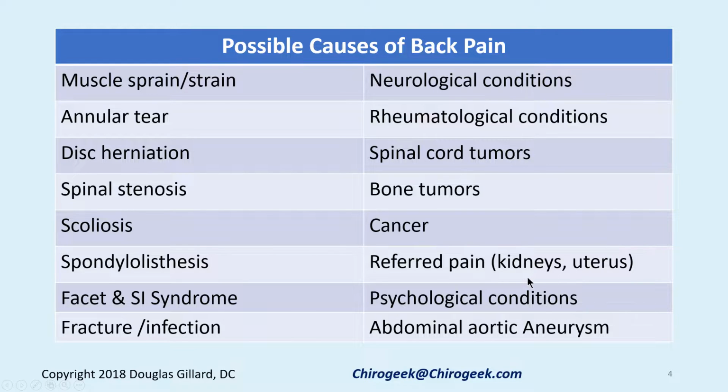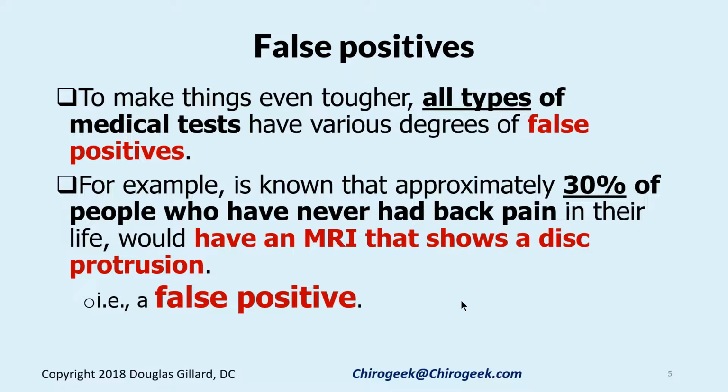So kidney stones, kidney problems, tumors in the uterus, all sorts of things can refer pain to the back. Abdominal aortic aneurysms can refer pain there. And then psychological conditions can also make pain appear when there's no cause for it except psychological problems. So now you get an idea of why the heck it's not easy to make a diagnosis, right?